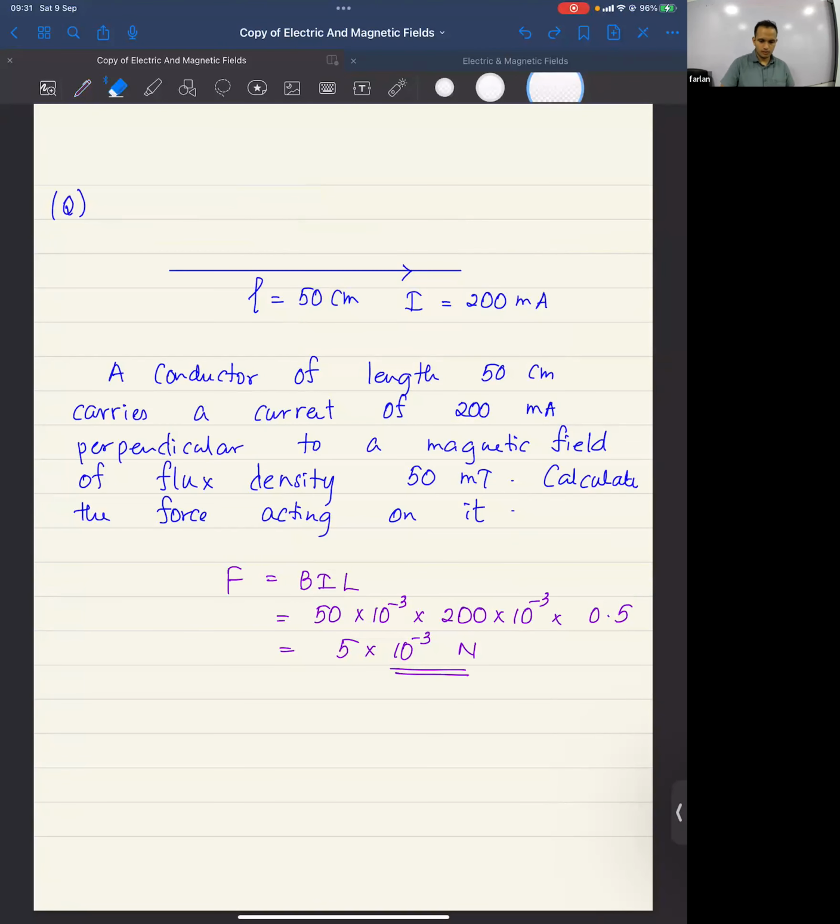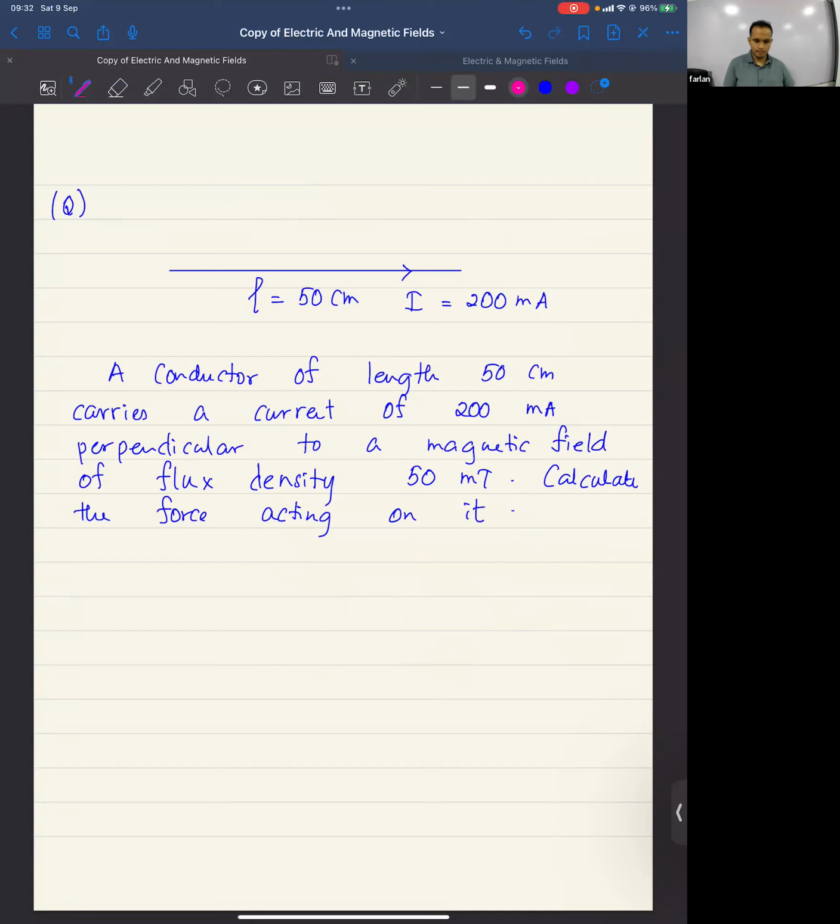Guys, write down a question. A conductor of length 50 centimeters carries a current of 200 milliamperes perpendicular to a magnetic field of flux density 50 millitesla, full stop. Calculate the force acting on it.